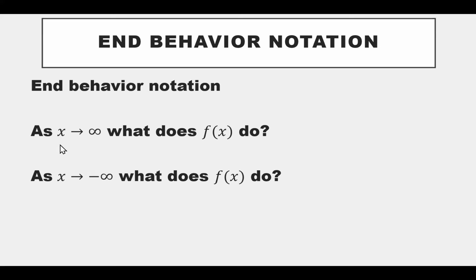And the notation that we use is this. As x, and then we put a right arrow, infinity, what does f of x do? That's saying as x is getting bigger, moving to the right, what does my output value do? And then as we move further and further to the left, as x goes to negative infinity, what does my function do? That's what we call the end behavior notation.